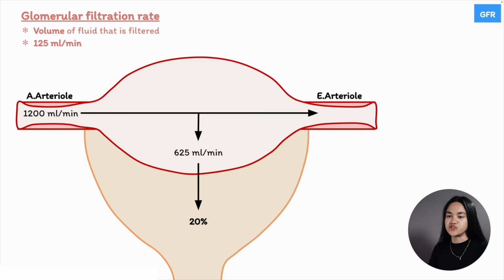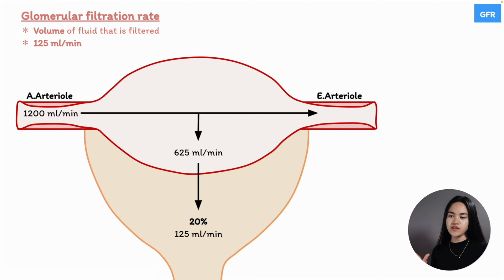So GFR, the glomerular filtration rate, is approximately 125 milliliters per minute, or 180 liters per day. This is also referred to as the filtration fraction. Okay, so about 20% of the plasma flowing through the kidney is filtered. What a genius beast. Absolutely beautiful.